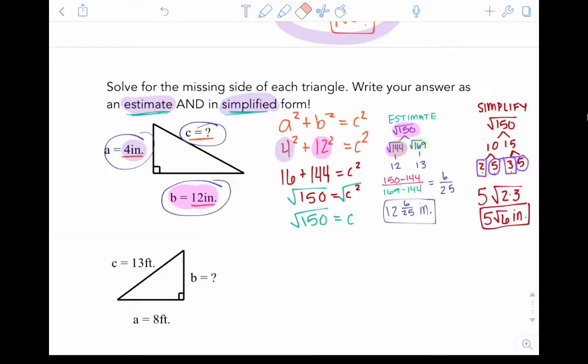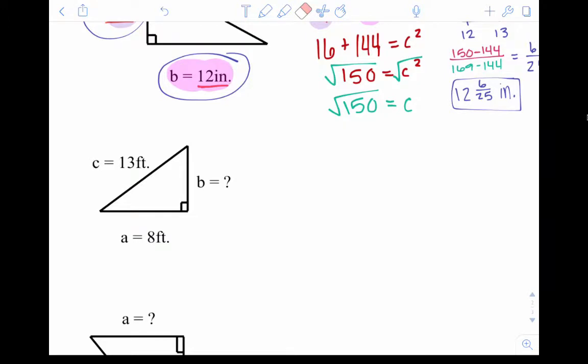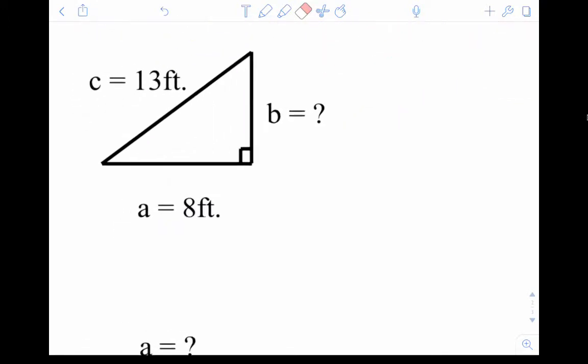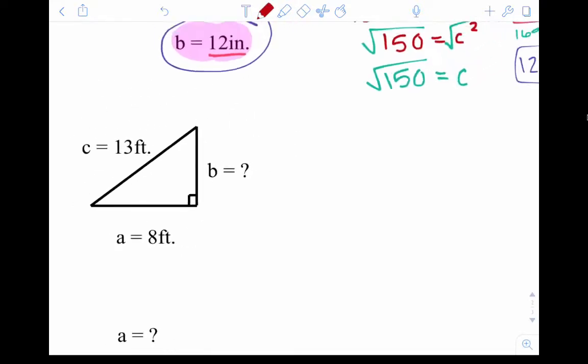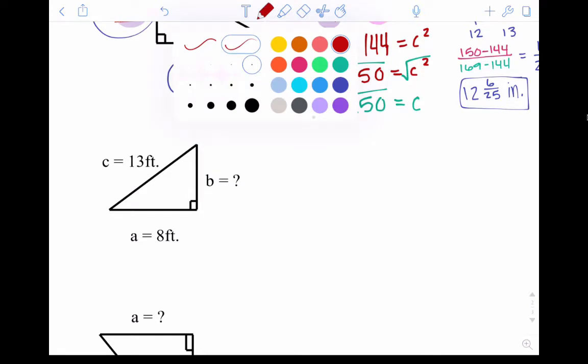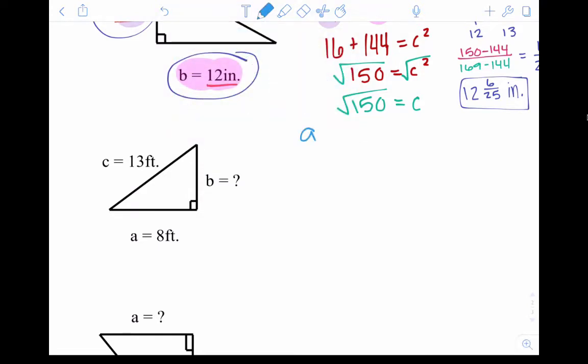Let's do another one together. Next I have this triangle. I know A and C, but I don't know B. So I'm going to start by setting up my Pythagorean theorem. So I have a squared plus b squared equals c squared. My A is 8. I don't know my B. And then my C is 13.